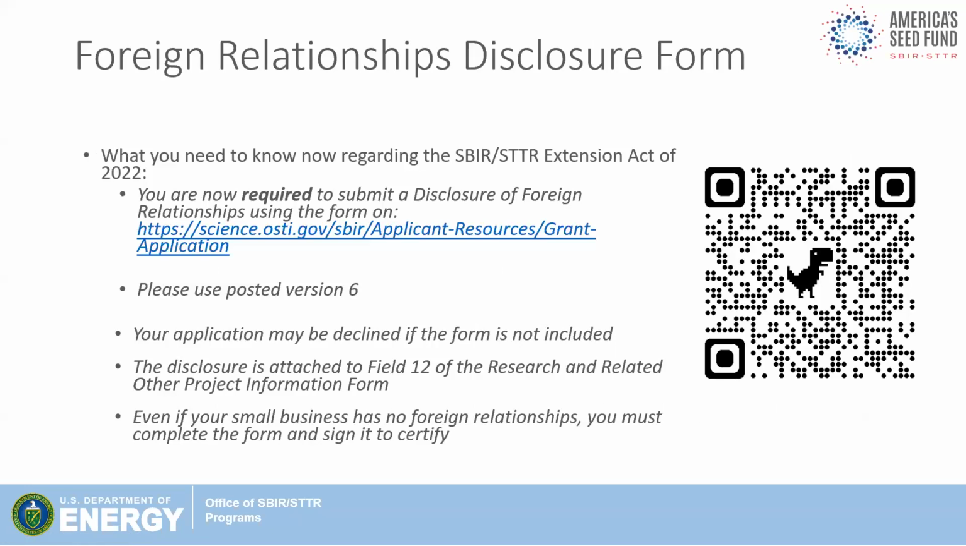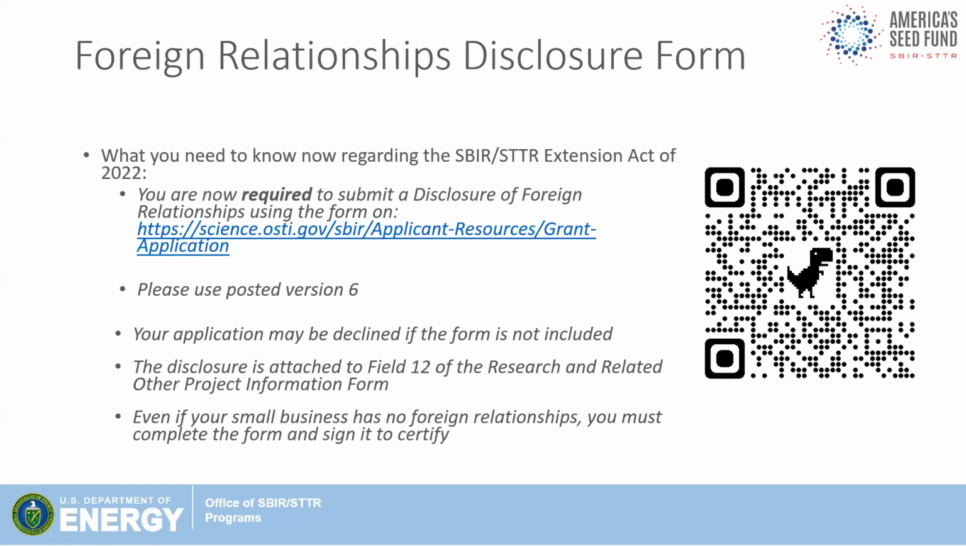Something we implemented in 2023 came out of the SBIR and STTR Extension Act of 2022, which basically requires agencies to understand the foreign relationships of SBIR and STTR applicants and awardees. So there's a new form on our website to do that. If you have not filled that out before, it will go through a series of questions asking about what your foreign relationships are. These are not necessarily specific to your award. These are specific to your business.